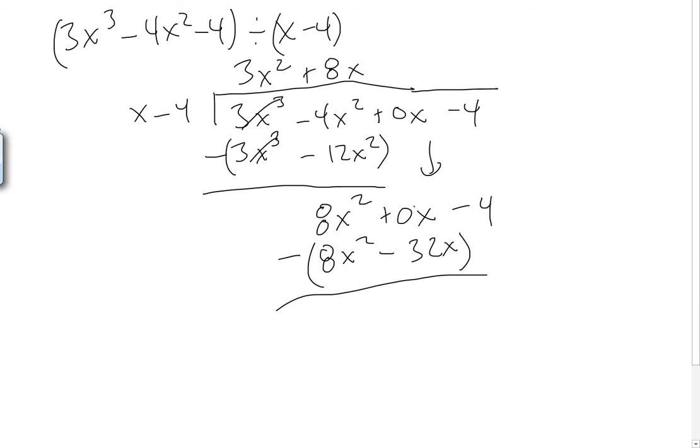The good thing is that I put that 0x there, I put that placeholder there so that the x terms line up. Like imagine this wasn't here, this -4 would be there, and I can't subtract the 4 and a 32x, so it messes things up big time. So it's really nice to put a placeholder in case you need it. It's better to have it and not need it than to not have it when you do need it.